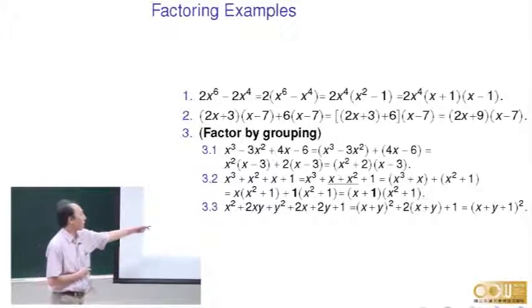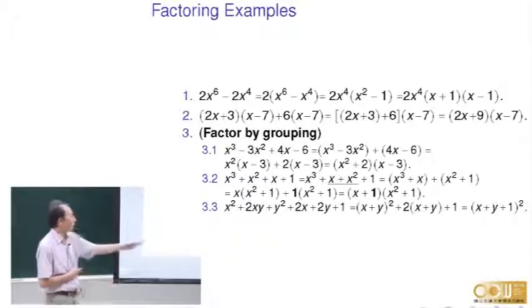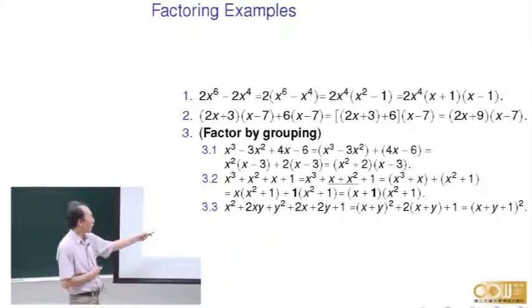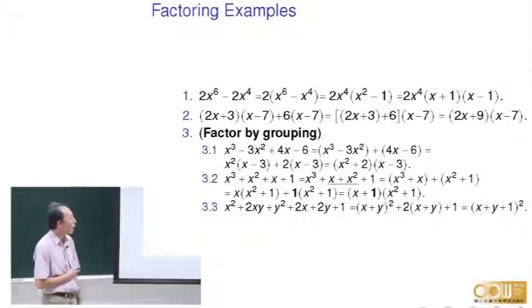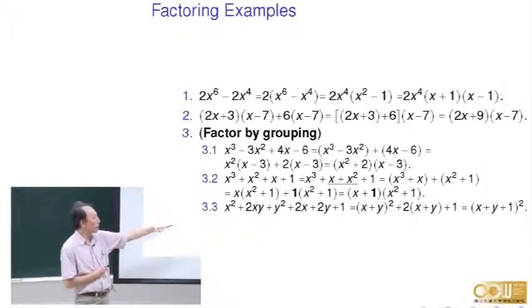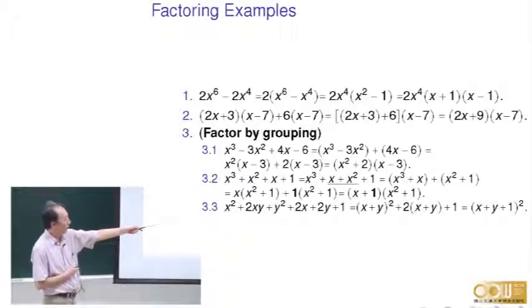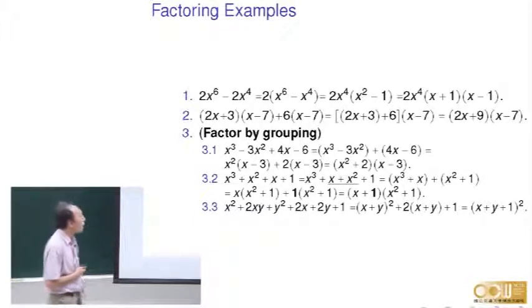Okay, and the perfect square of these three terms, which is x squared plus 2xy plus y squared, is x plus y squared. And the second quantity, we have a common factor 2, so it becomes 2 times x plus y, plus 1. And after we do that, which is also a perfect square, so we just apply that result to get the final factoring answer, which becomes the square of x plus y plus 1.